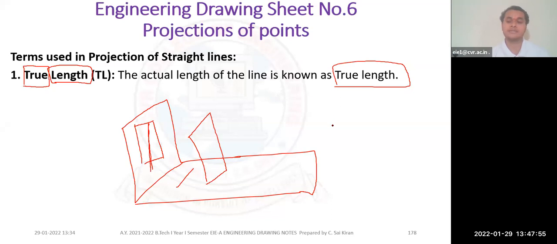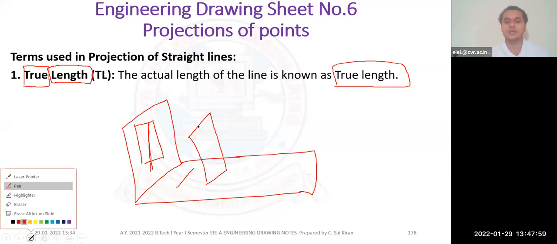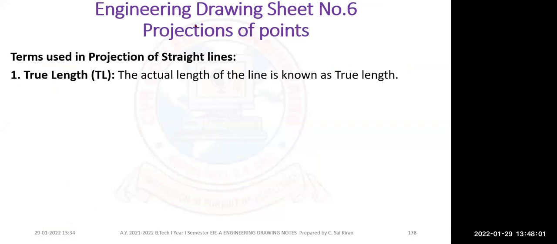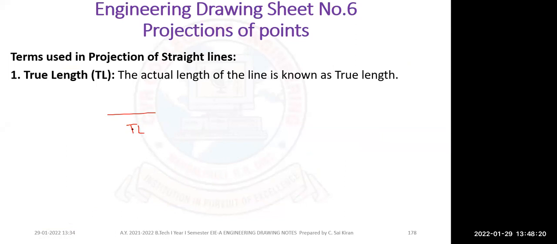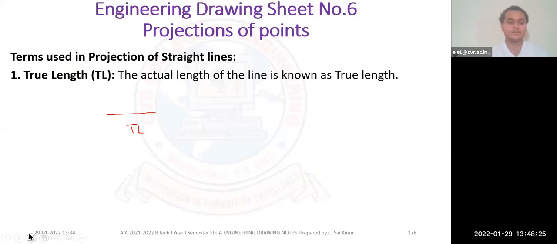But sometimes, whenever I give the line an inclination, you can't see the true length. The line will be reduced. So the length of the projected line will be either equal to the true length or less than the true length. Those things you have to understand.